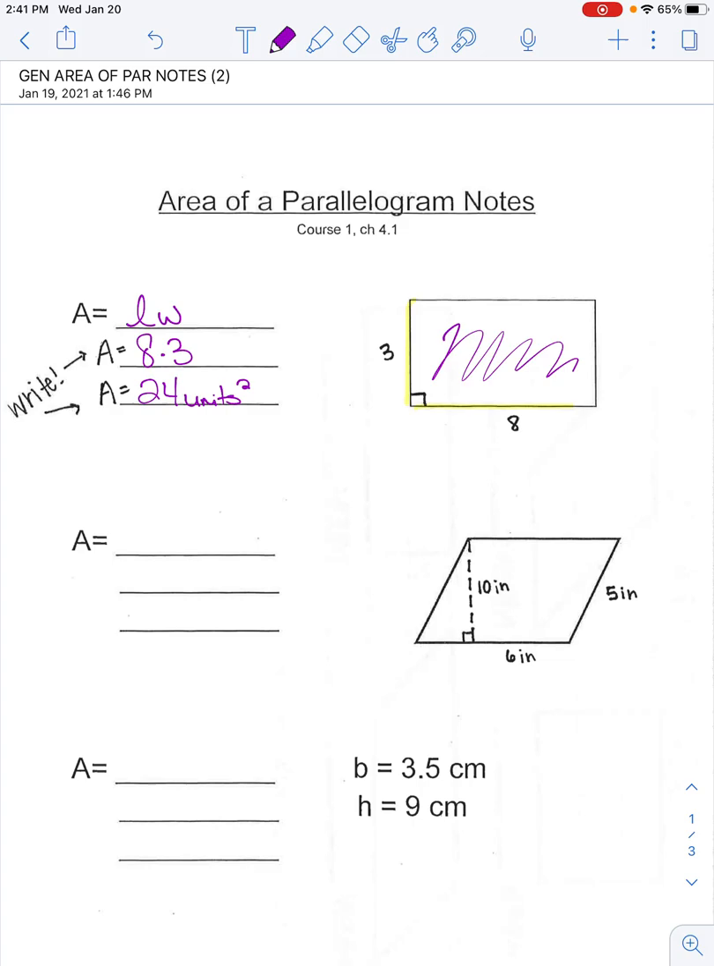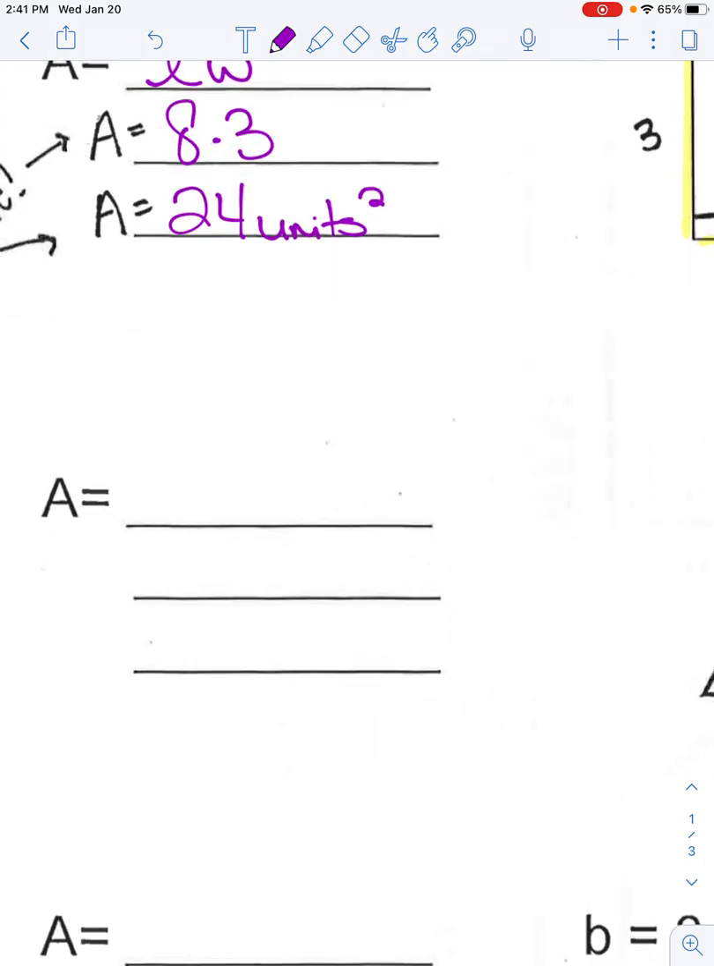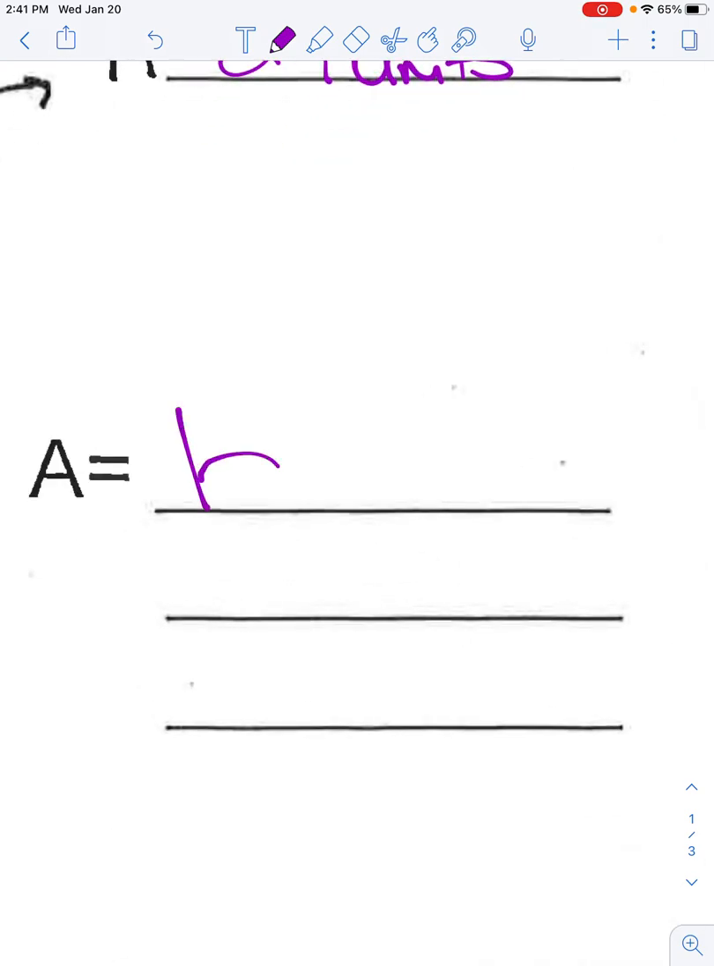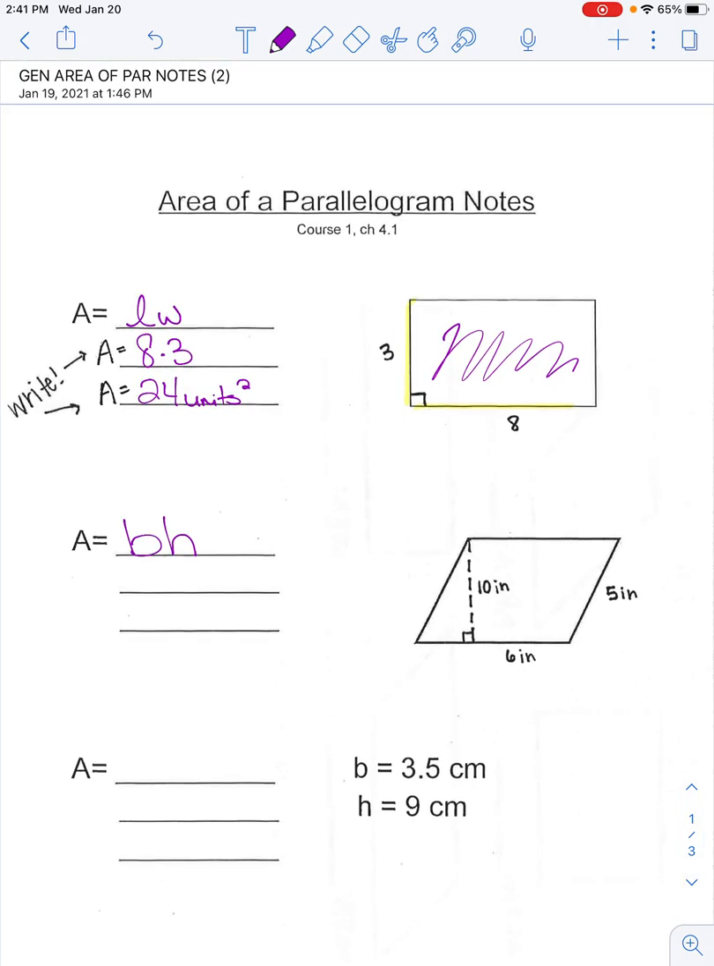Okay, so I don't just want you writing 24. I want to see the formula, substitute in for length and width, then solve. The second one, this one is a parallelogram. Opposite sides are parallel. It's not length times width anymore. Area of a parallelogram, we do the base times the height, or B times H. So here, the base is obviously the bottom, what it's sitting on.